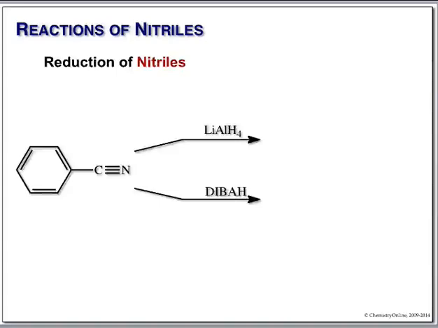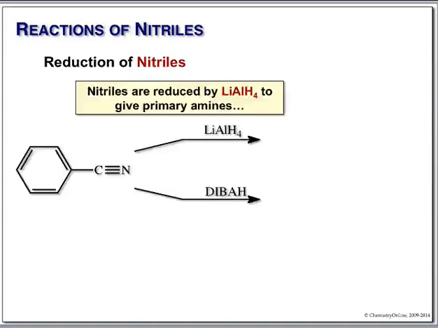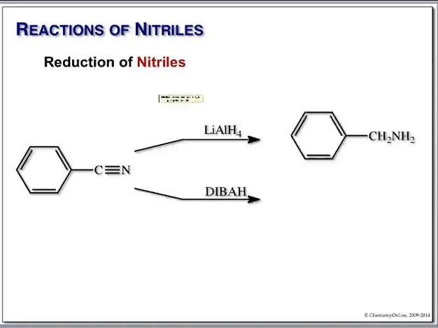Remember we said that you could use LiAlH4 or diisobutyl aluminum hydride to convert a nitrile and make it into an amine. With LiAlH4, this becomes a CH2. So we get a primary amine.